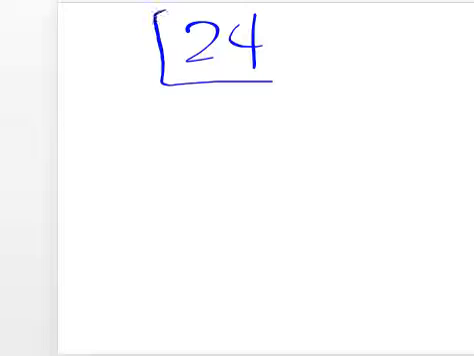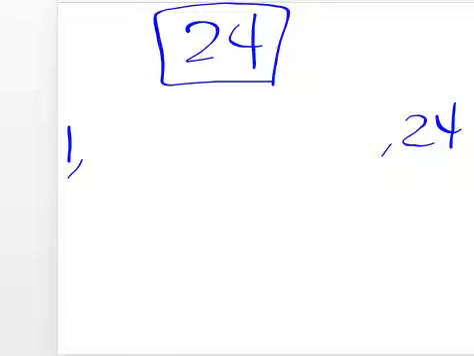and let's use the factor rainbow to find all the factors of 24. We're going to start with 1 and 24 in your notebook. Press pause and try to find the rest. Go ahead.